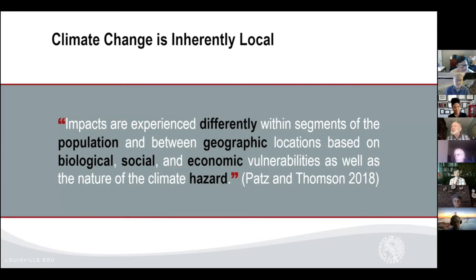So the National Environmental Health Association's Executive Director, Dr. David Dijak, frequently describes environmental health as being inherently local. The same can absolutely be said of climate change, as evidenced here by Dr. Jonathan Petz and Dr. Madeline Thompson.